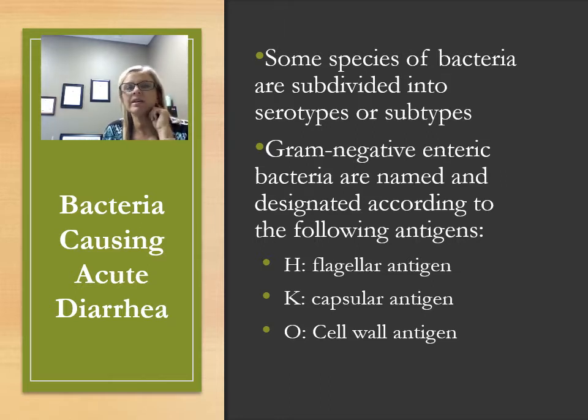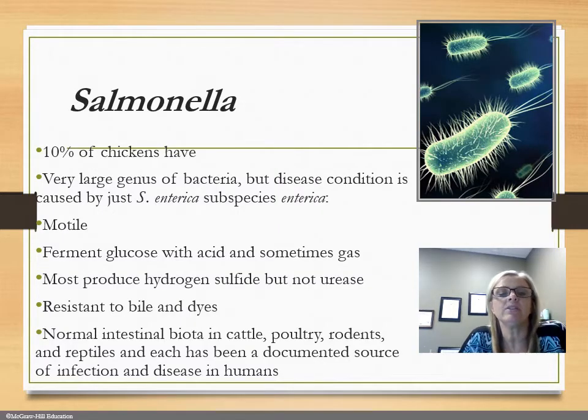So we have many enteric bacteria that can cause acute diarrhea. These can be divided into serotypes or subtypes. We have gram-negative enterics, which means intestines basically, which are named and designated according to their antigens. And so we have the H, K, and O antigens: flagellar, capsular, and cell wall, which is how we can differentiate between those particular species. So Salmonella enterica is our first species we are looking at.